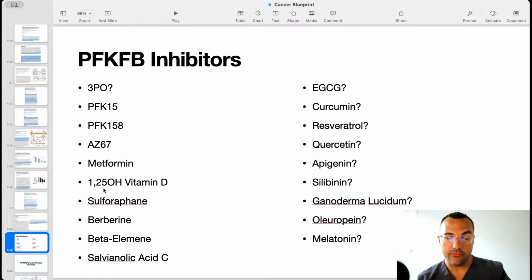1,25-hydroxy, the activated form of vitamin D, has an effect here. Sulforaphane, berberine, that beta-alanine, which we talked about, and then salvianolic acid C, have definitive roles at inhibiting or downregulating PFKFB3. So I think there needs to be a lot of research in this arena still. And I think that this is definitely an important target.